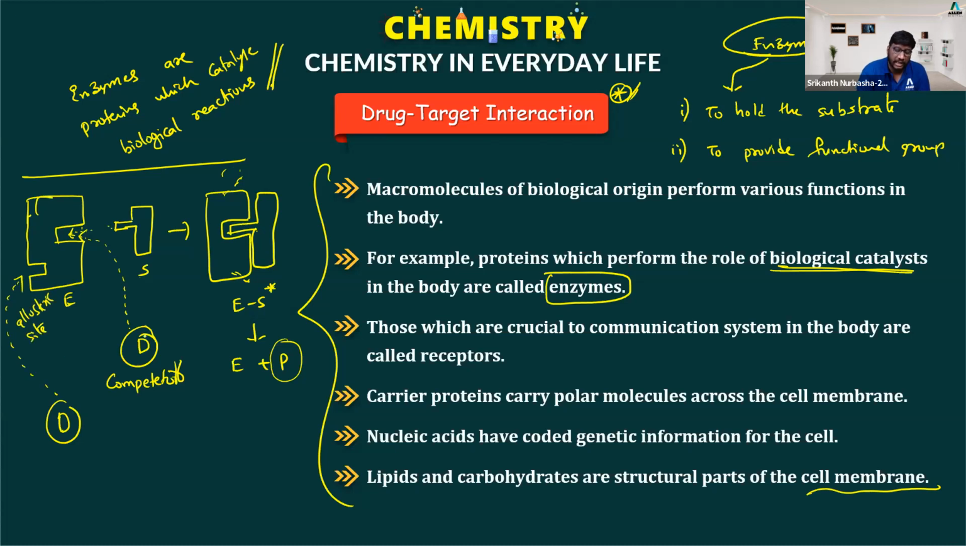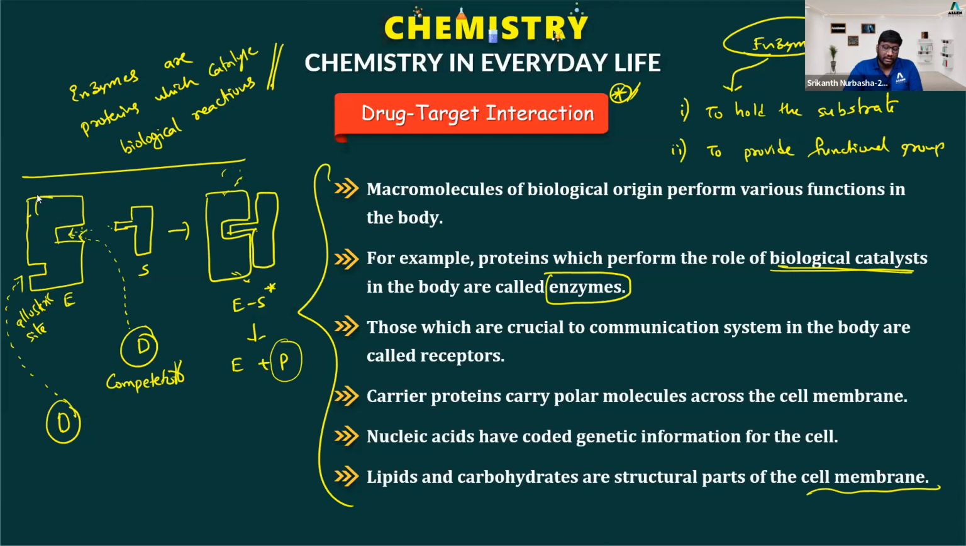This drug can bind to the same active site where the substrate is binding, so that it acts as a competitor to the substrate, so that product formation will be less. Or this drug will go and bind to a different site. Because of the binding of the drug at this different site, the structure of the previous active site has been changed. First thing is I'm taking a drug as a competitor.